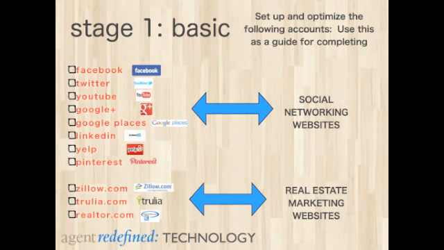But this is it. This is Facebook, Twitter, YouTube, Google Plus, Google Places, LinkedIn, Yelp, Pinterest. Those are our social media websites. And then we've got our real estate marketing websites, which is Zillow, Trulia, and Realtor.com. Now, on the real estate websites, there are more. I do realize that, but a majority of the traffic is going to Zillow, Trulia, and Realtor.com. At least for now, this is a good starting point.